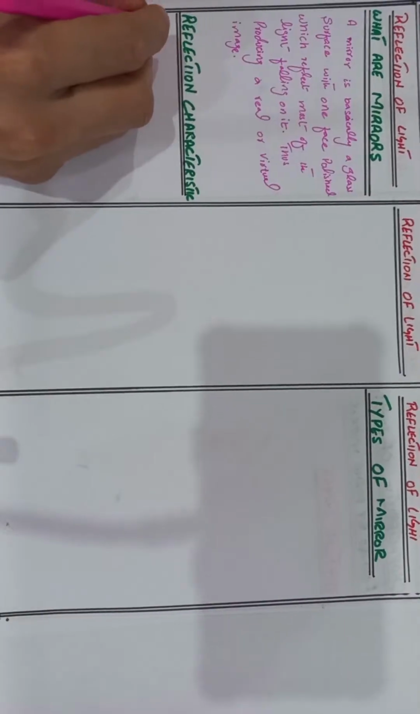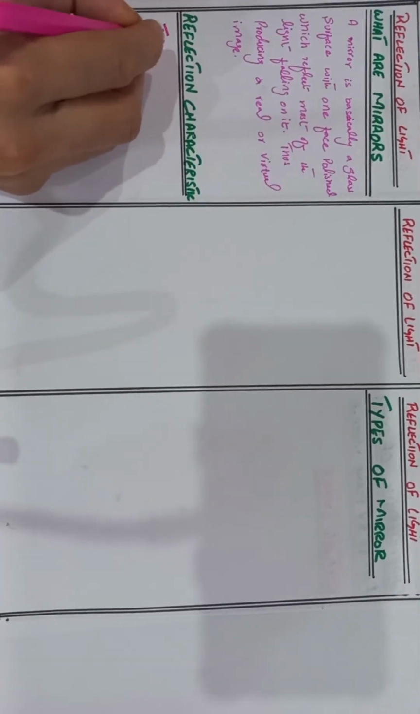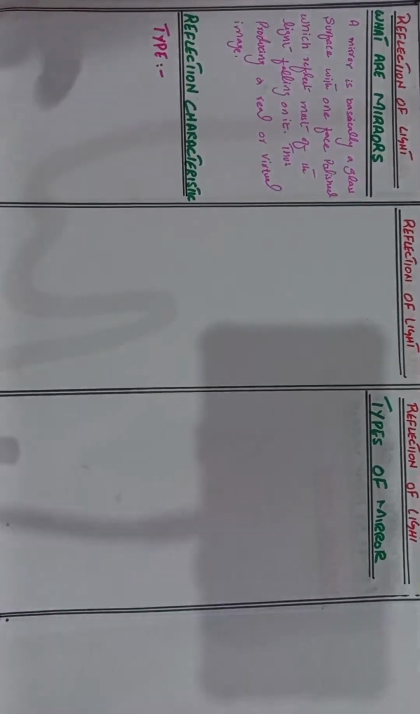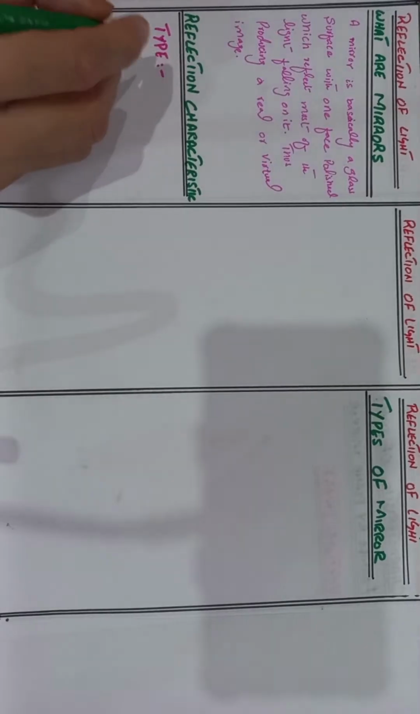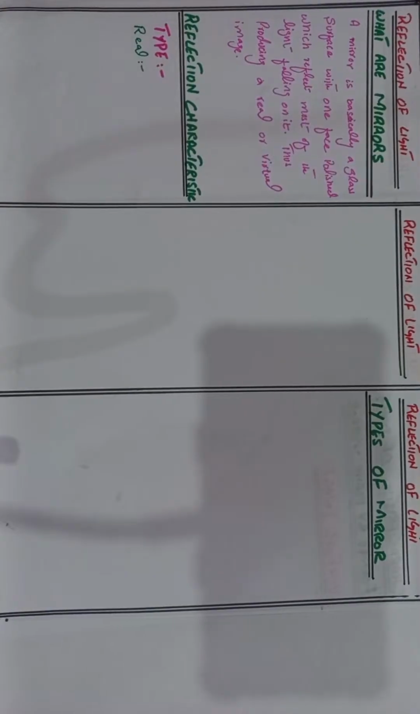So here we write that type. In the type we first discuss the real image that is formed by the mirror. Here we write that the real image is formed in front of the mirror.